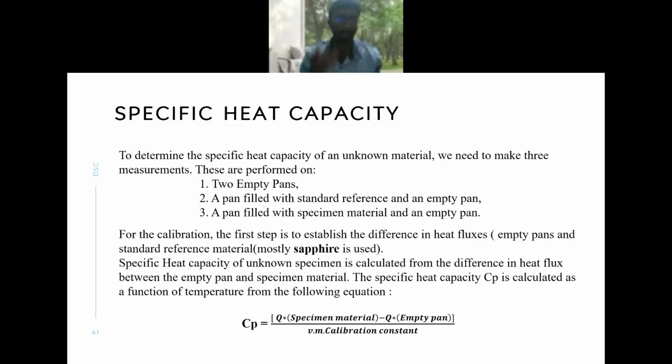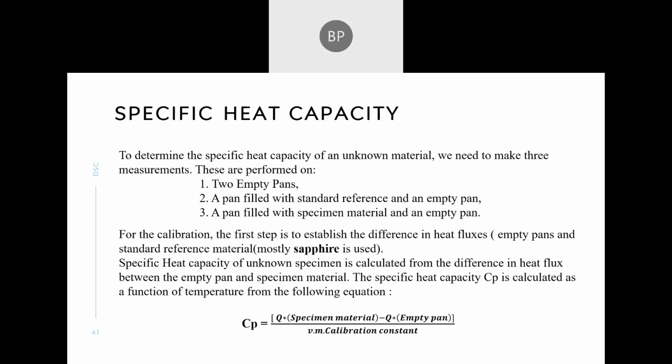Later, with the calibration constant value, you do the second step where a pan filled with the specimen is taken and also an empty pan is taken. The same process is repeated with these two pans, and the heat changes are calculated. So again in the same formula we have Q of the specimen material and Q of the empty pan, heating rate, mass, and the calibration constant is known. Hence we will get the Cp value of our specimen material. So this is the process of how we calculate specific heat capacity using DSC.